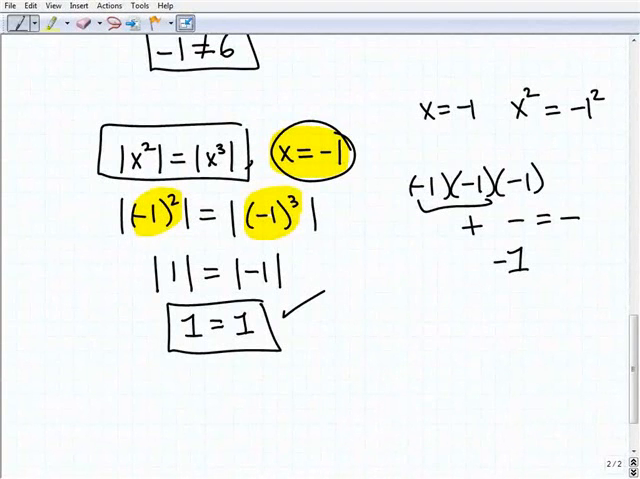So if you're having problems, go back and review. Okay, but it's really important to know how to work with these absolute value functions. They come up in equations, they come up in inequalities, etc.